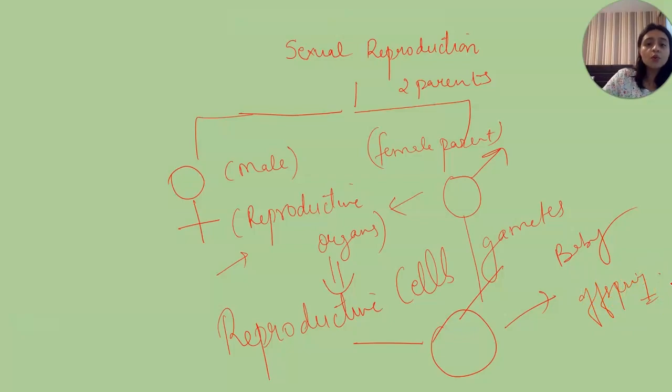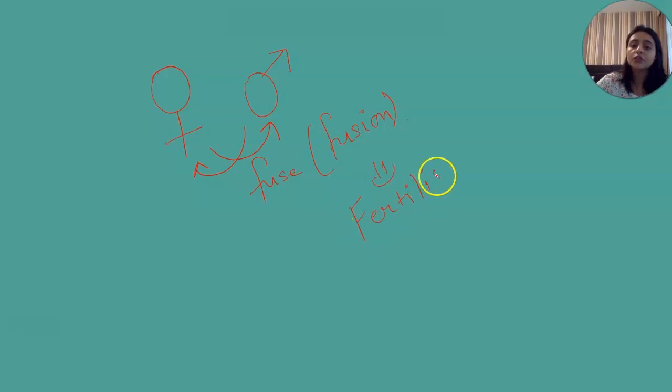So what happens when the reproductive cells of a male and female fuse? The process is known as fusion, or in plants it is known as fertilization. Fuse means mix up to form one baby. Actually, these reproductive cells have a genetic character in them.